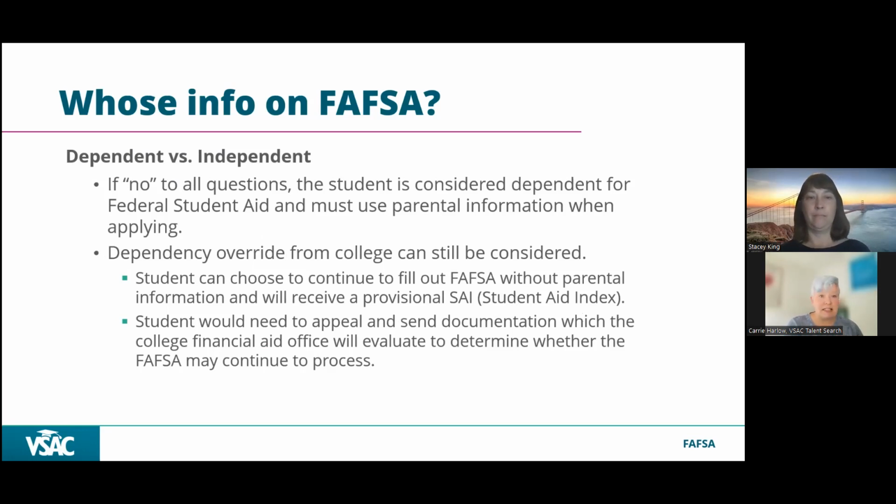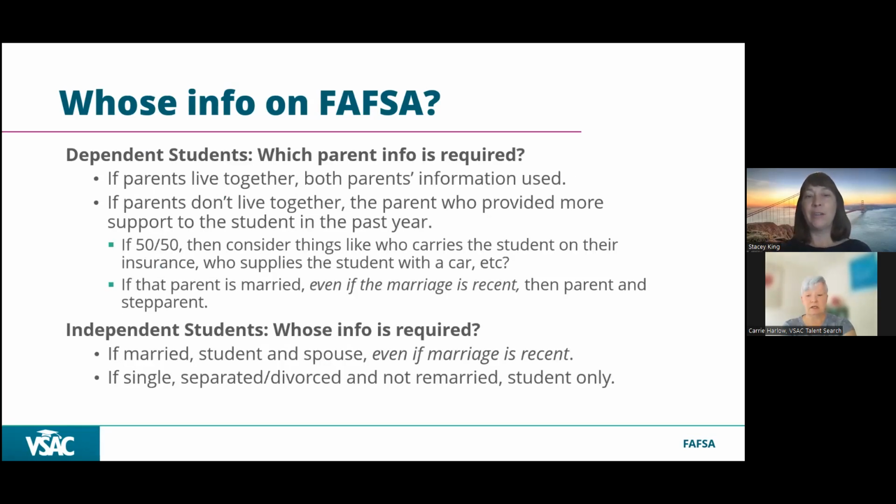There can be a dependency override from the college that can be considered. The student can fill out the FAFSA and say, I cannot provide parental information. They'll get a provisional Student Aid Index number, but the student then has to appeal and send documentation to the college financial aid office, and they'll evaluate that information and determine whether the FAFSA may continue to process without parental information. So, Carrie, can I throw a few questions at you?